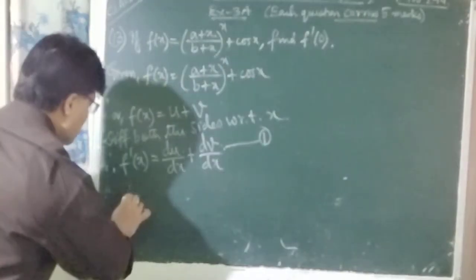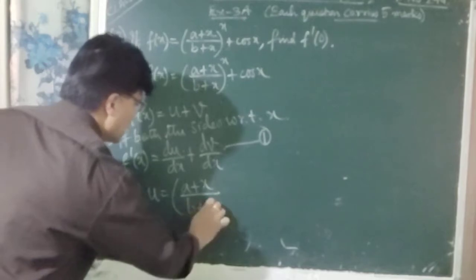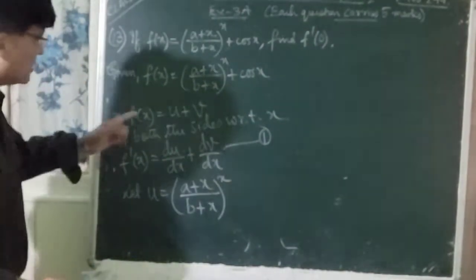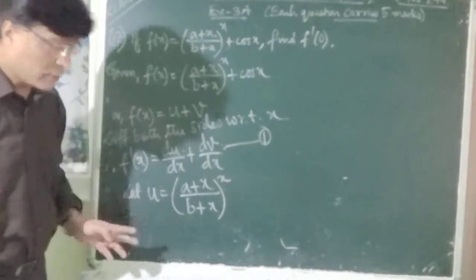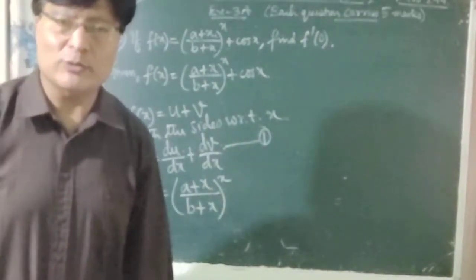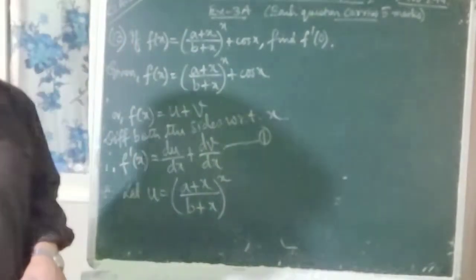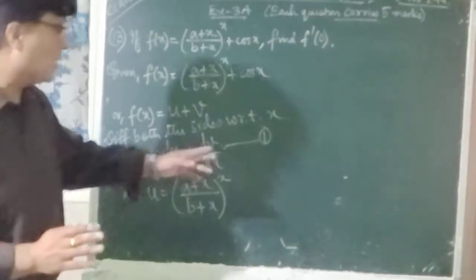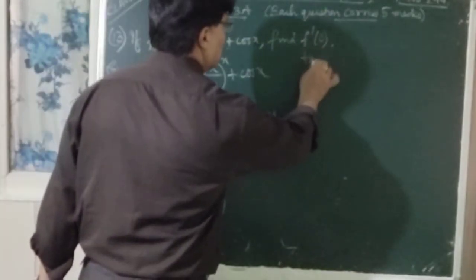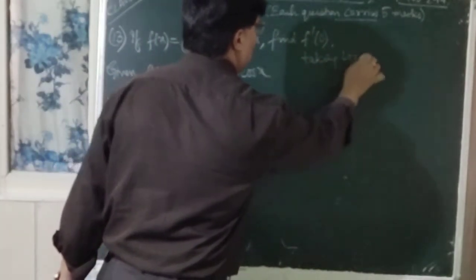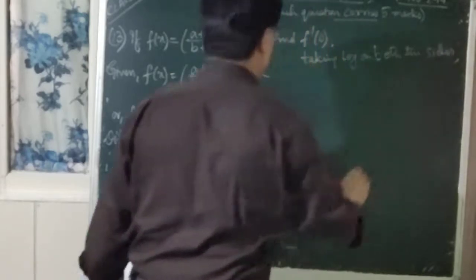Okay, so let u is equal to a plus x by b plus x whole to the power x, isn't it? That is the value for u. So we have assumed a plus x divided by b plus x whole to the power x as u. Now if the base and the powers are the variables, you cannot differentiate it directly. You have to take log on both the sides so that the power becomes a coefficient. Okay, so I am taking log on both the sides.